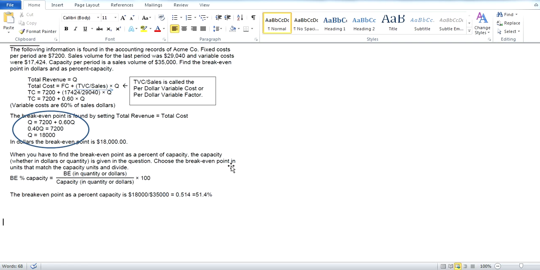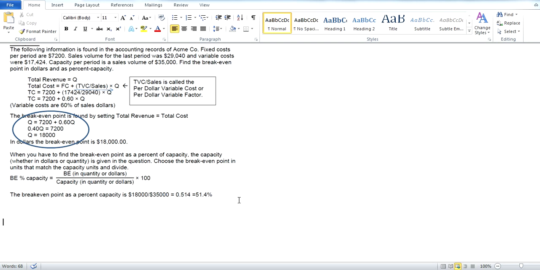So choose the break-even point in units that match the capacity, units, and divide. So the break-even percentage capacity is equal to our break-even in dollars divided by our capacity in dollars. So the break-even point here will be 18,000 divided by the 35,000 given in the question. We have a break-even point of 51.4% of capacity, okay?